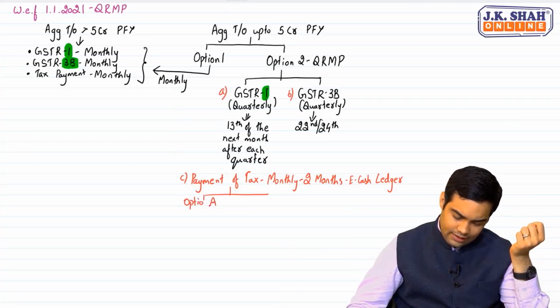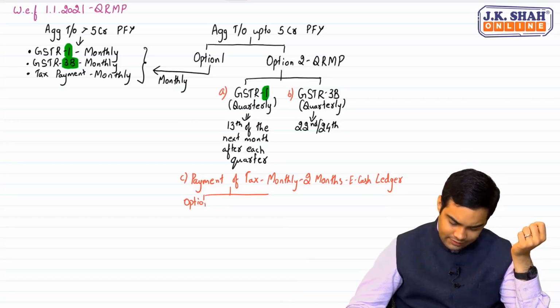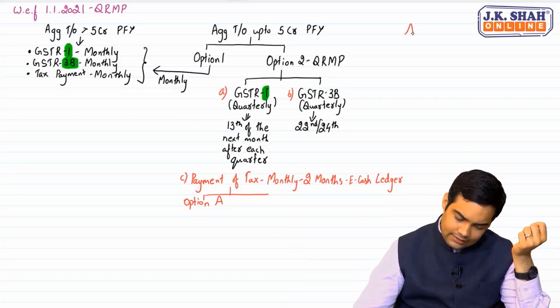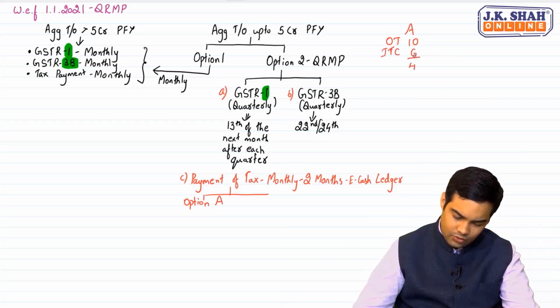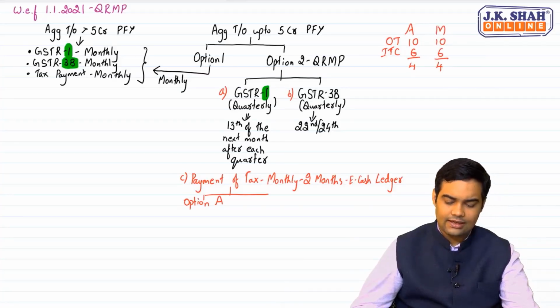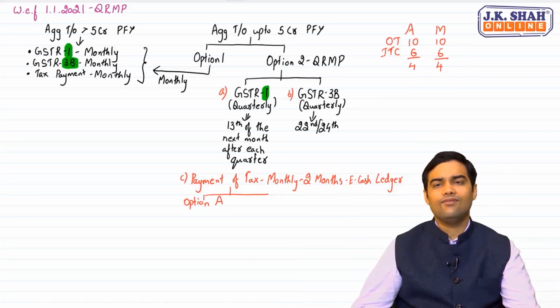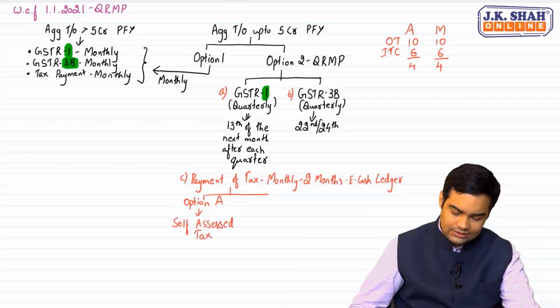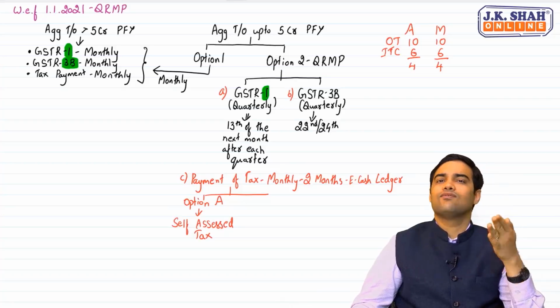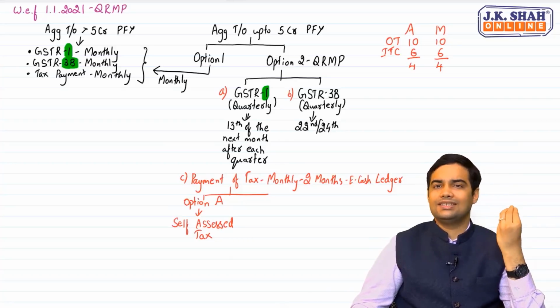Option A. Now, before explaining option A, I will just take a very small example. April output tax 10 rupees, ITC 6 rupees, tax payable is 4 rupees. May output tax 10, ITC 6, tax payable 4 rupees. Now, if this was the case, option A says for first month and second month, you pay the self-assessed tax. Now, what is the meaning of self-assessed tax? Self-assessed tax for April would be 4 rupees, for May it would be 4 rupees. So, pay the self-assessed tax.